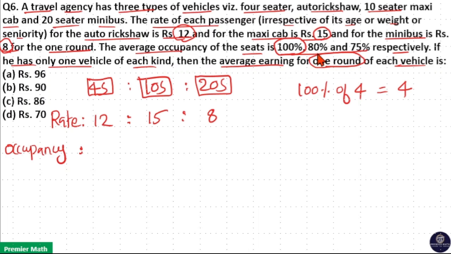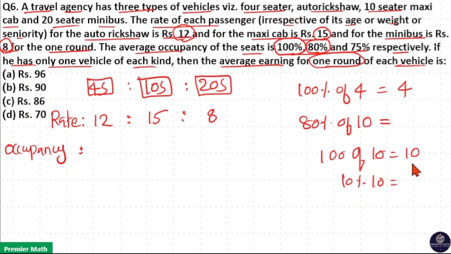Now, maxi cab has 80% seat occupancy. So, 80% of maxi cab has 10 seat. 80% of 10 seat. So, if you take number 10, 100% of 10 is 10. Then 10% of 10 is 1. Then 80% of 10 means 1 into 8 is 8. So, 80% of 10 is 8. So, here 80% of maxi cab occupied means 8 seat is occupied. Out of 10, 8 seat is occupied.